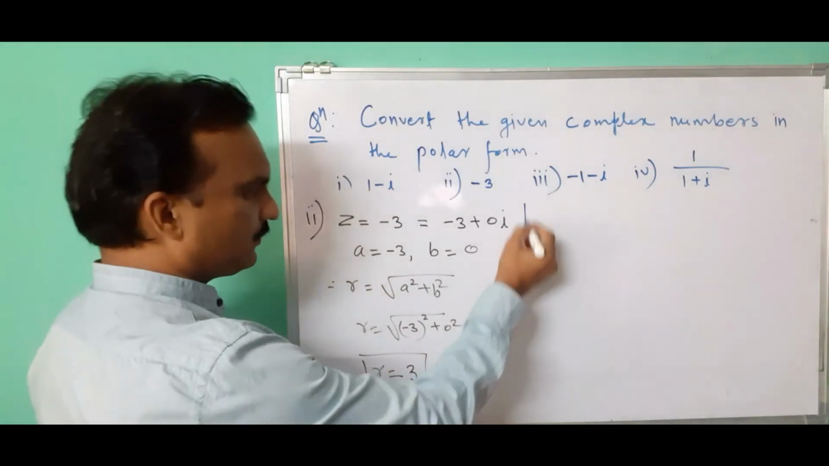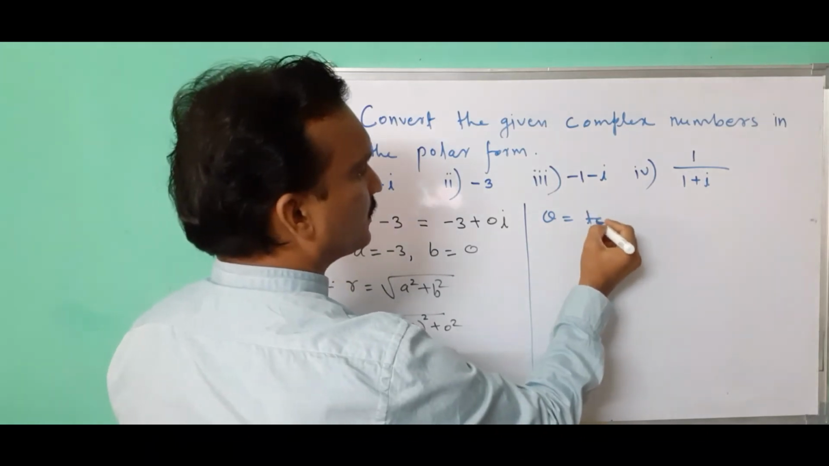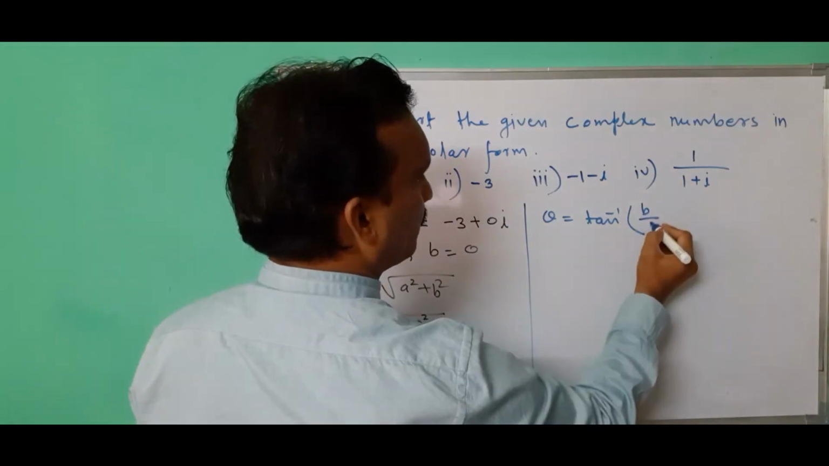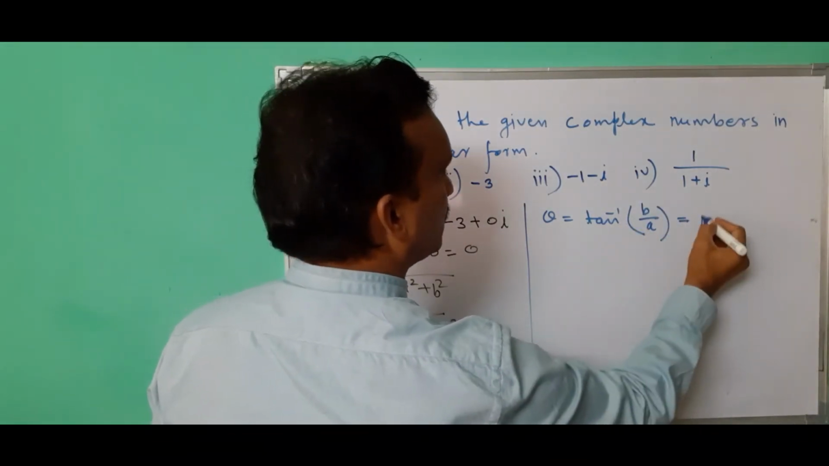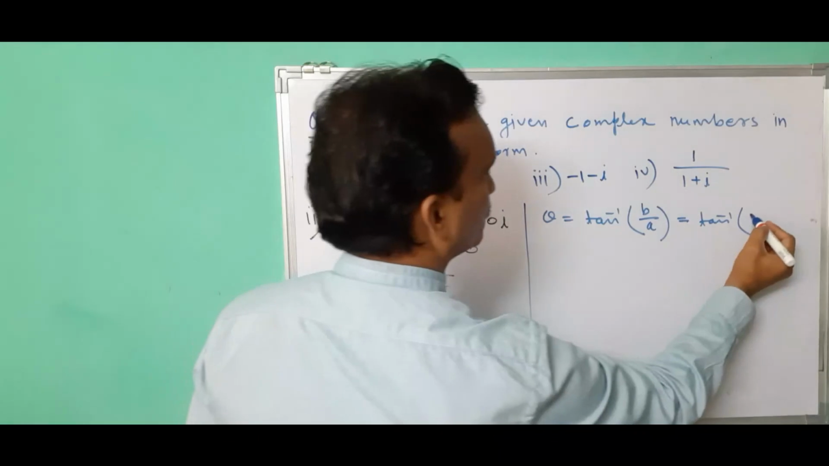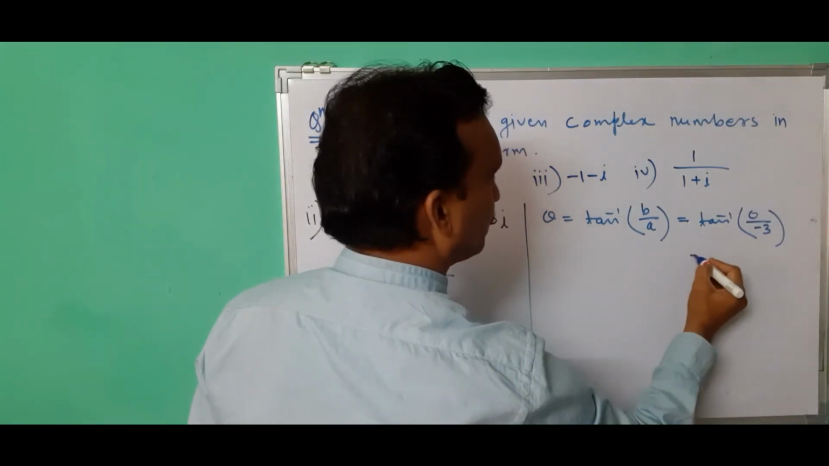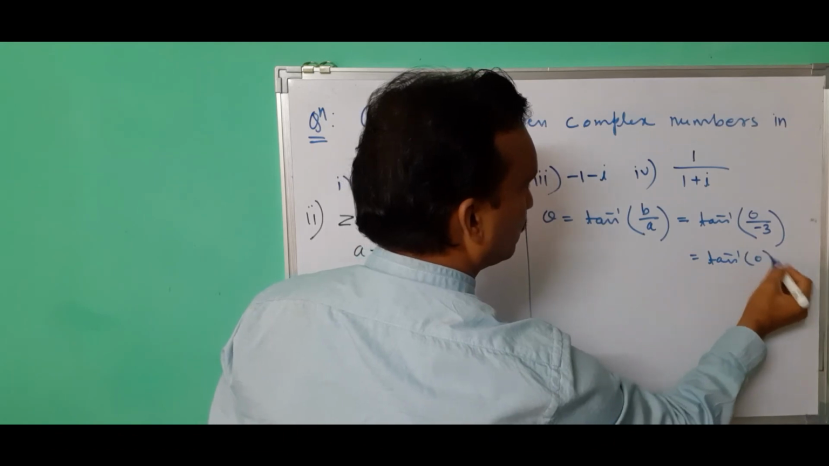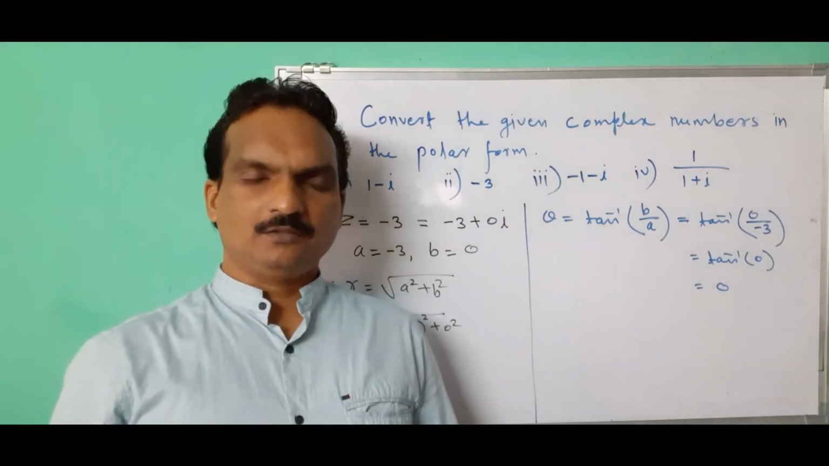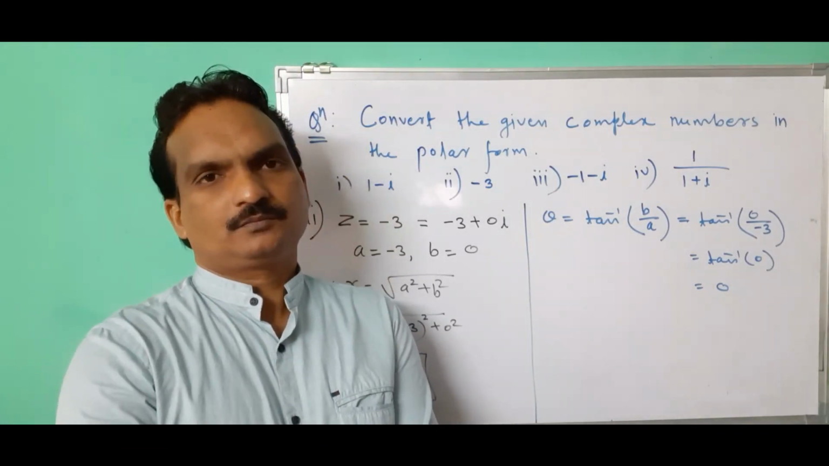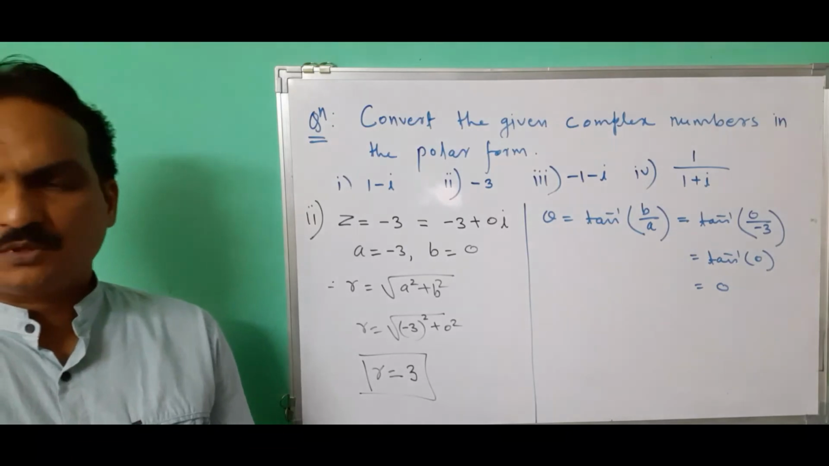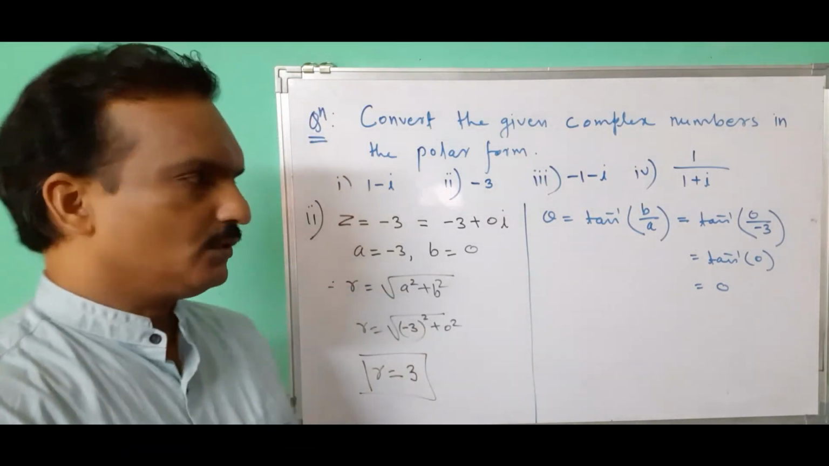After that, find out the value of theta. Now theta is tan inverse of b upon a. What is b here? 0. And a is minus 3. That means tan inverse of 0, which is nothing but 0. Okay, tan inverse of 0 is 0. Sin 0 is 0, cos 0 is 1, so tan of 0 is 0.